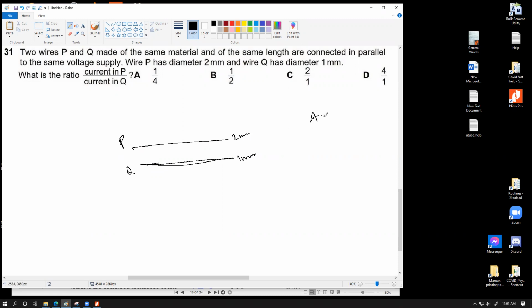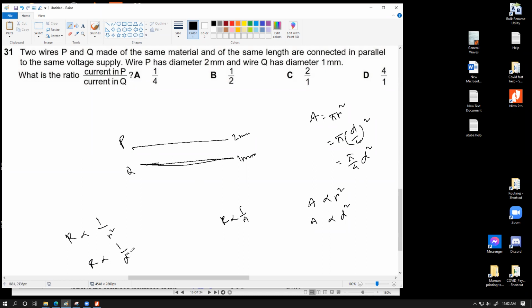What you should know is that area is given by pi r squared, or if I write it in terms of d, pi into d by 2 whole squared, which gives pi by 4 d squared. This tells us that the cross-sectional area is proportional to the radius squared, or to the diameter squared. And we know that R is proportional to 1 upon A. So if we combine these, R is proportional to 1 upon r squared, or 1 upon diameter squared. So this relationship can be very helpful for us.